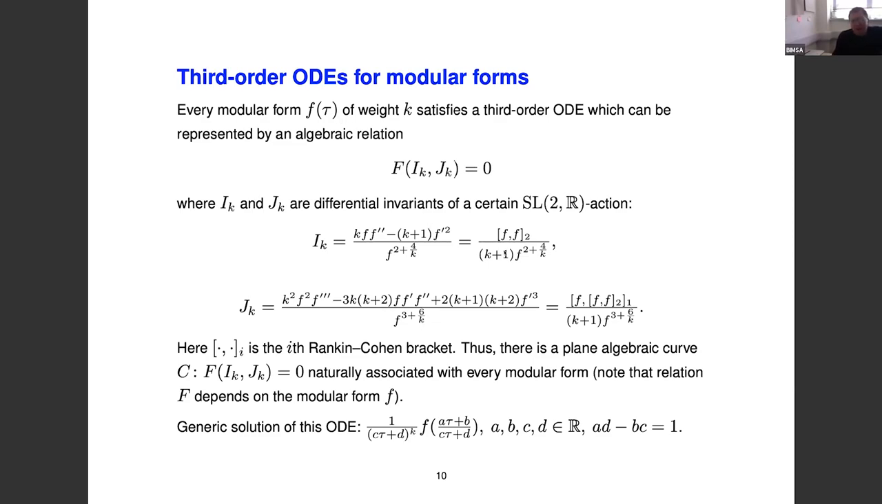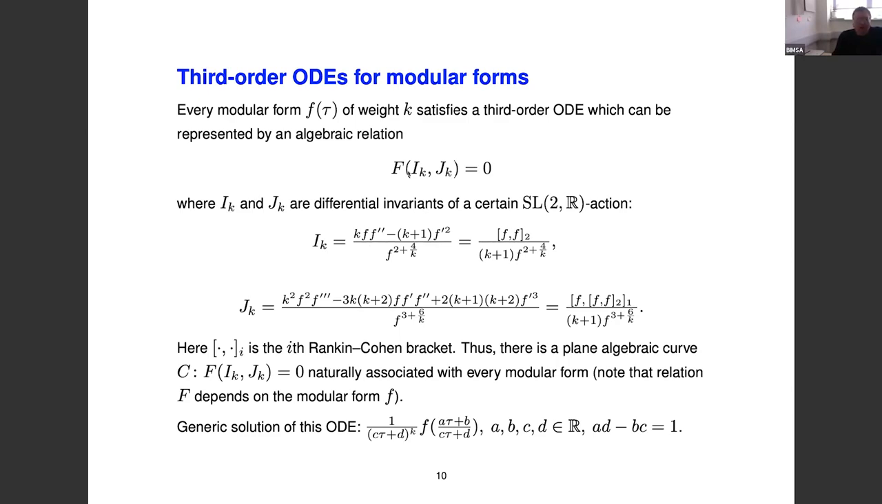So one can express the invariants I_k and J_k in terms of the so-called Rankin-Cohen brackets. But let me skip this because I don't have formulas for Rankin-Cohen brackets. These are certain SL2(R) invariant expressions. In fact, it proves that these are invariants, right? And also the existence of expressions in terms of the Rankin-Cohen brackets guarantees that there is an algebraic relation connecting I_k and J_k.